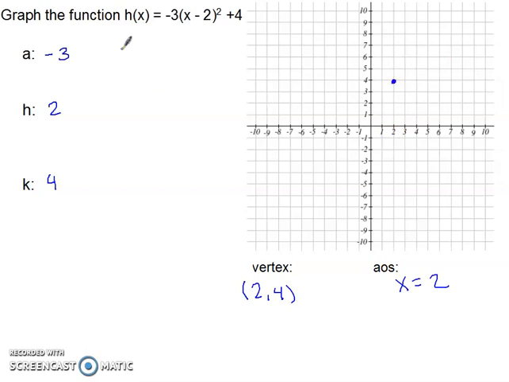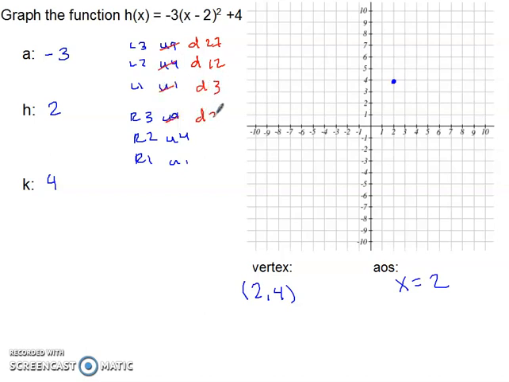And then my pattern is going to be multiplied by a negative 3. So left 3 up 9, left 2 up 4, left 1 up 1. And rights follow that same pattern, and we multiply by a negative 3. So instead of up 9, I'm going down 27. Instead of up 4, when I multiply by negative 3, I'm going down 12, down 3. So left 3, down 27 is way off my graph.